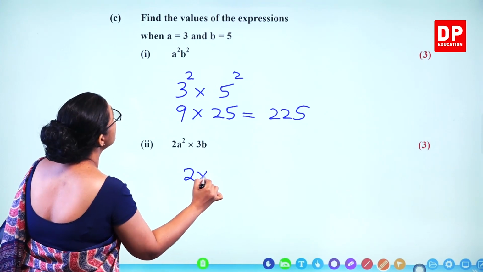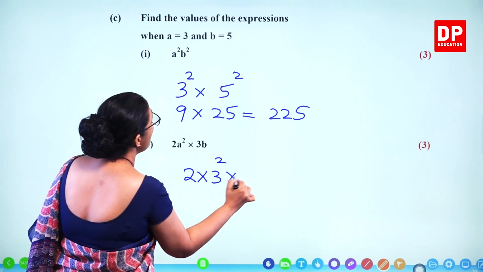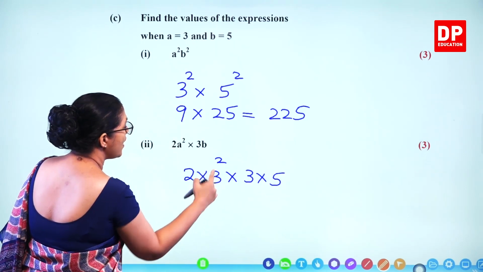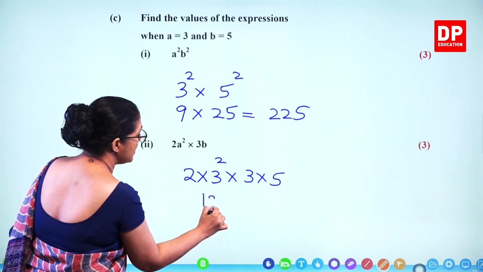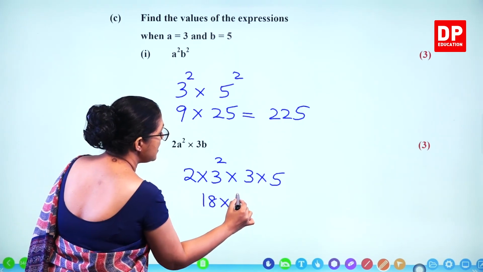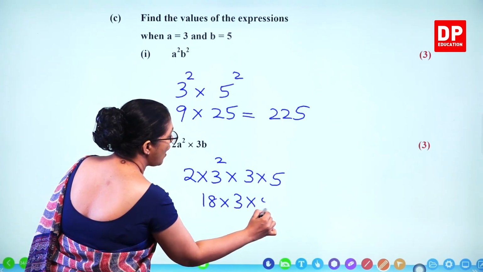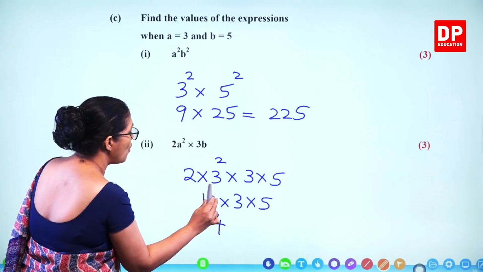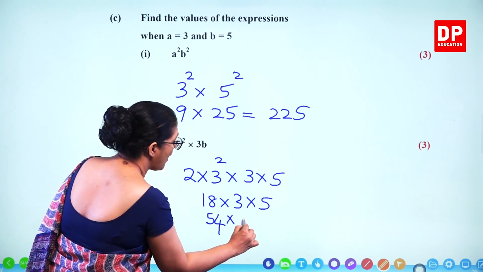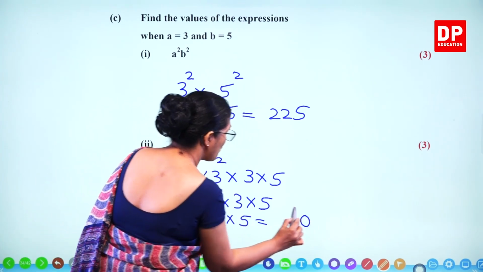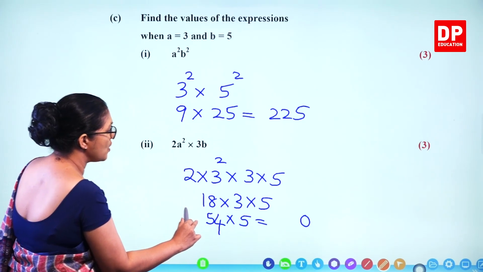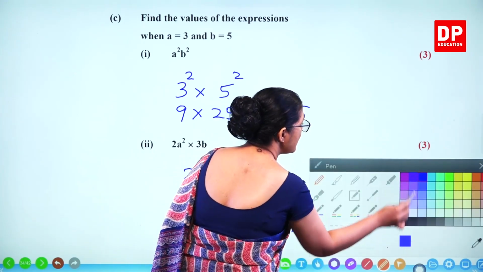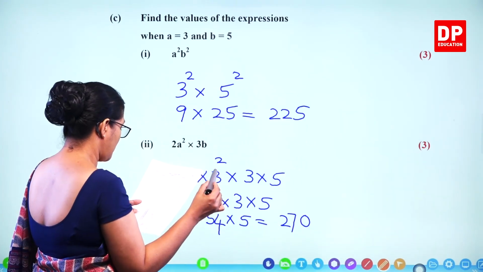2, A is 3, 3 squared. B is 5. So 3 squared is 9. 9 times 2, 18. 18 times 3 into 5. So what's 18 times 3? 54. And 54 times 5. 5 times 4, 20. 2 remaining. 5 times 5, 25 plus 2, 27. So 270. So let's see.